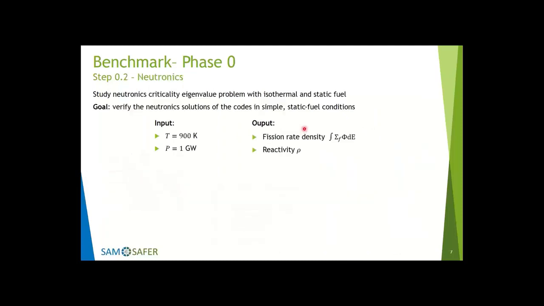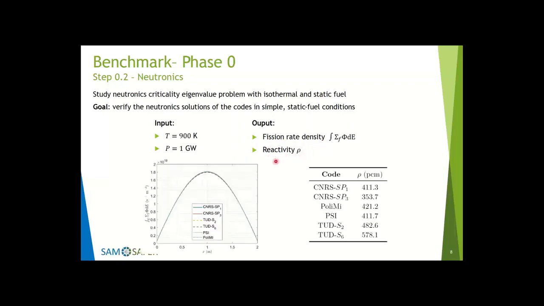In the second step, we study just the neutronics problem. So we study the solution of the neutronics criticality eigenvalue problem. Here, steady state means that we solve eigenvalue problems from the neutronics point of view in case of static fuel and isothermal fuel. So what we did is to impose a homogeneous, uniform temperature of 900 Kelvin. A normalization condition is imposed, of course, the reactor power of 1 gigawatt. And then we compared the fission rate densities obtained by the different codes and the eigenvalue obtained.